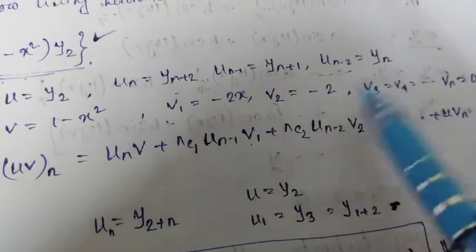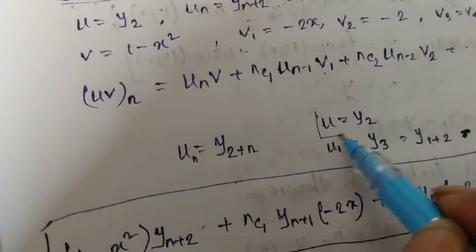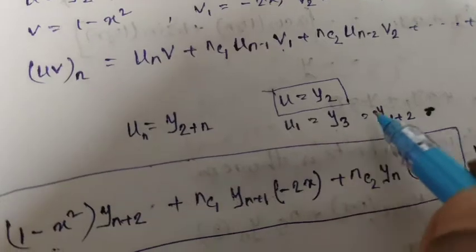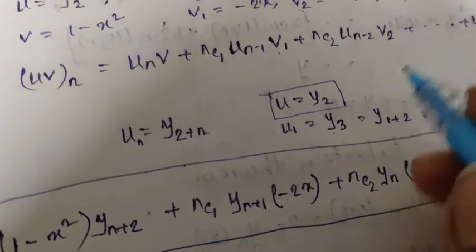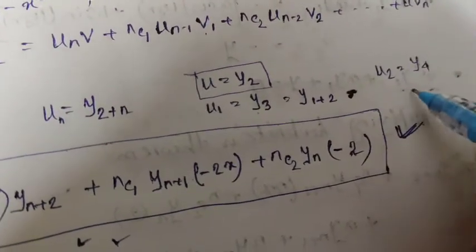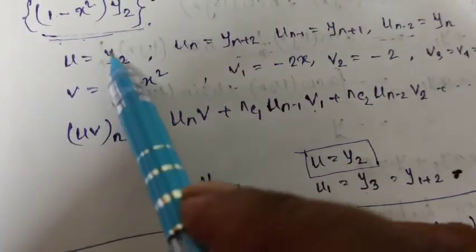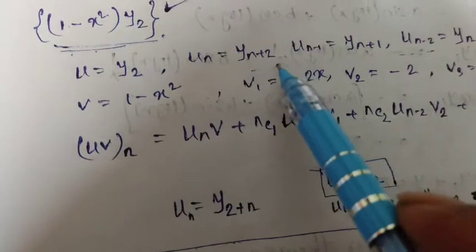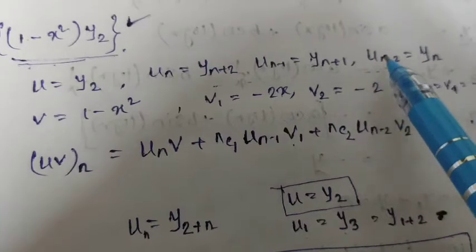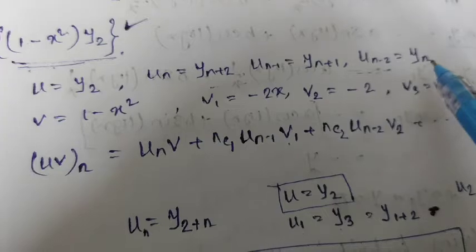Now there is a question: how can we get this? See here, if we consider a function u as y2, then if we differentiate it one time, we get y3, that means y of 1+2. If you differentiate it again, that means u2, you get y4, that is y of 2+2. Similarly, if you differentiate it n times, you get un is equal to yn+2. If you differentiate n−1 times, you get yn+1. If you differentiate n−2 times, you get un−2 is equal to yn.